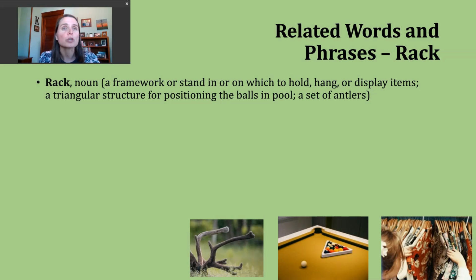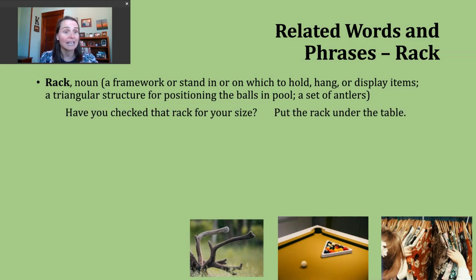So many times in stores, you're going to hear this noun used, like in my example sentence. Have you checked that rack for your size? Right? And so if you look in the bottom corner here of the screen, I've got a little picture. You can see a lot of clothes on a hanger. It might be a little hard to see the bar that's holding or hanging these items. You might hear that called a clothing rack. Some people have a shoe rack in their home, a way to hold and maintain their shoes in an orderly fashion.